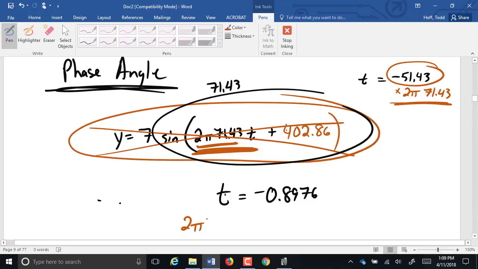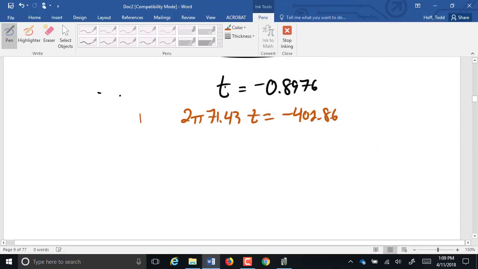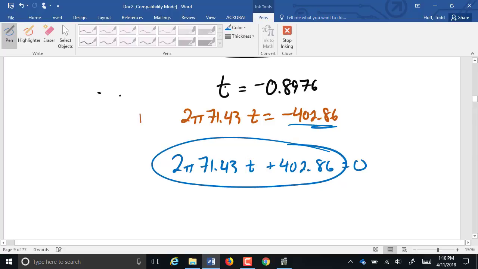So this is now 2 pi 71.43 t equals a negative 402.86. And then I had to get it equal to 0, so I added the 402.86 to each side. 2 pi 71.43 t plus 402.86 equals 0. So that gives me what has to go in those parentheses. It's kind of an ugly calculation.